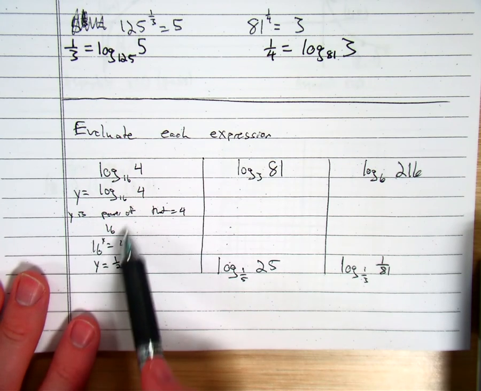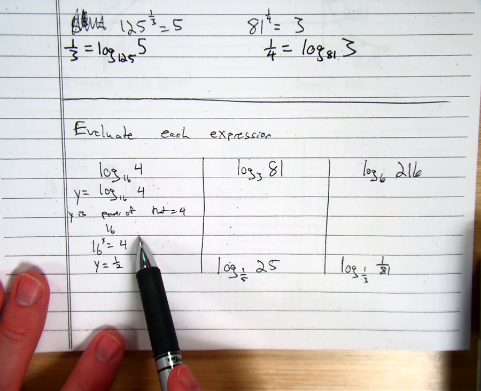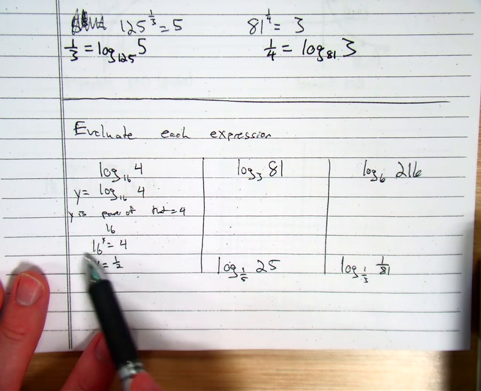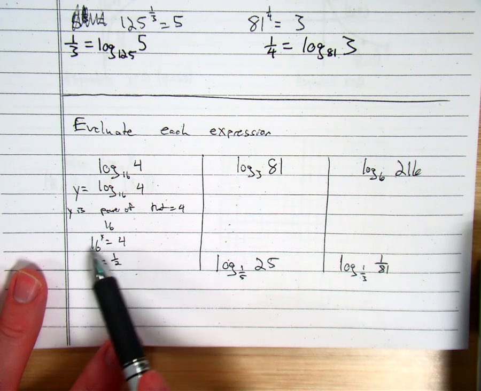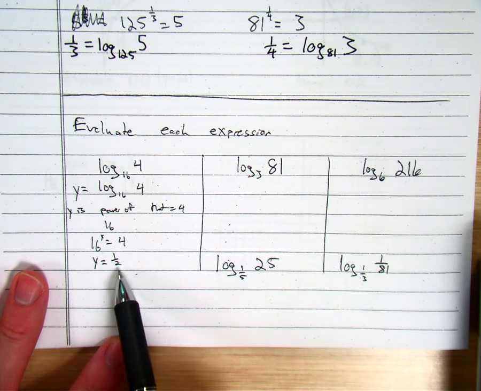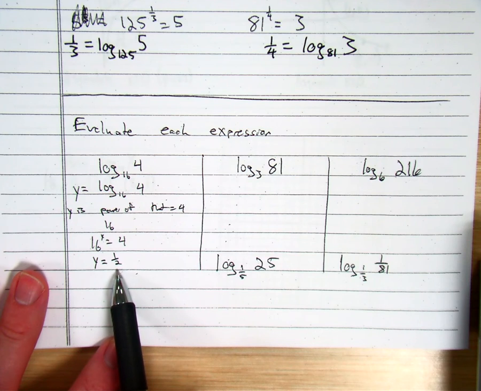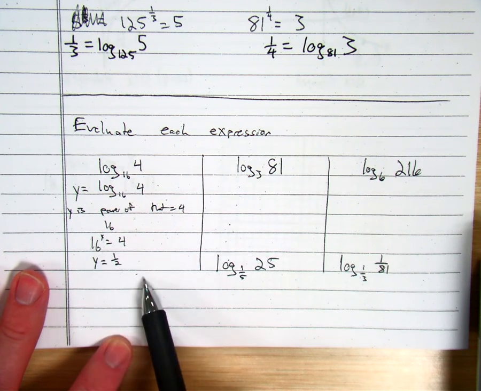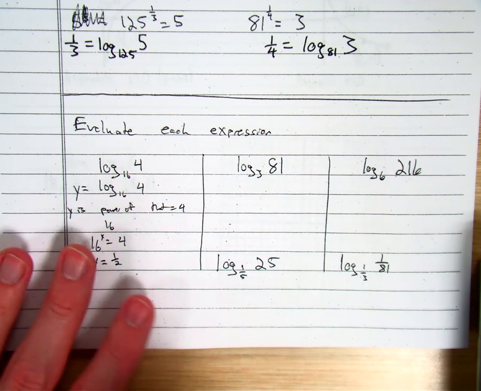Y is the power of 16 that equals 4. 16 to the y equals 4. Then you might be able to look at it and figure it out, or we can use our strategies from last class where we rewrite each side as a 4 and see how we can do that. Okay, and it's going to be a half. The answer is going to end up being a half, because a half power or a half exponent is the same as a square root. So 16 to the 1/2, or the square root of 16, should be 4.